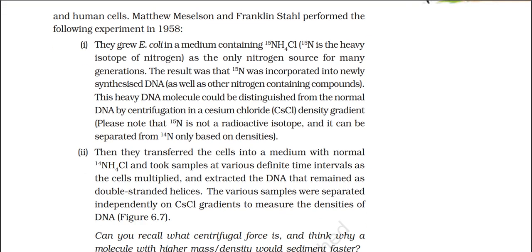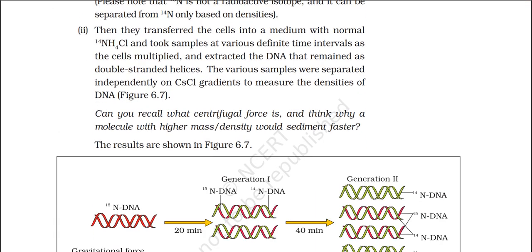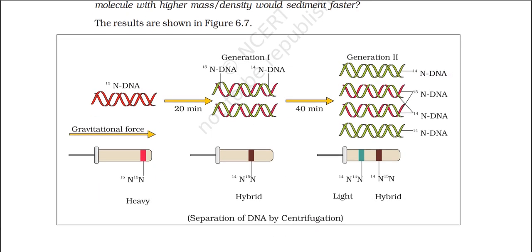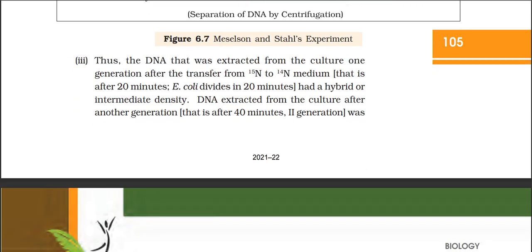2. Then they transferred the cells into a medium with normal 14NH4Cl and took samples at various definite time intervals as the cells multiplied and extracted the DNA that remained as double-stranded helices. The various samples were separated independently on CsCl gradients to measure the densities of DNA. Can you recall what centrifugal force is, and think why a molecule with higher mass density would sediment faster? The results are shown in Figure 6.7.